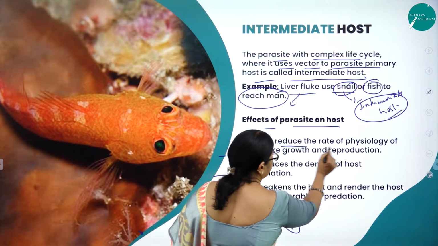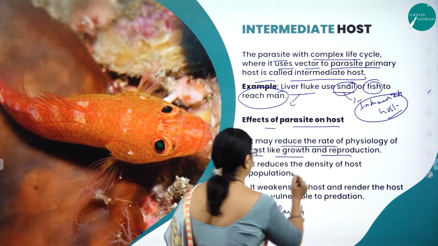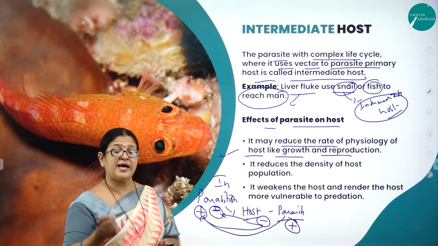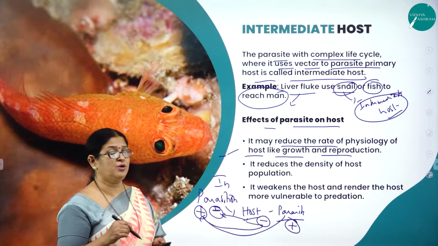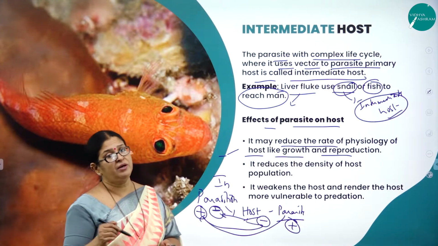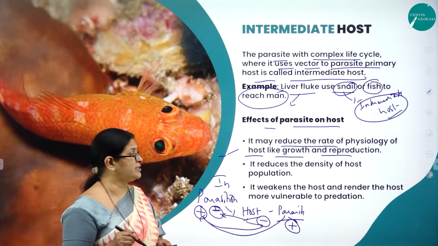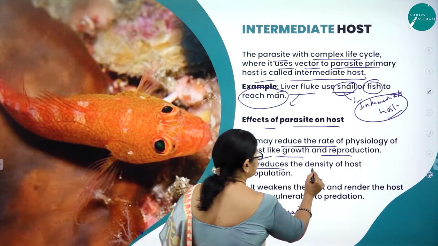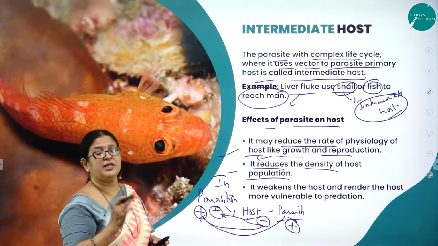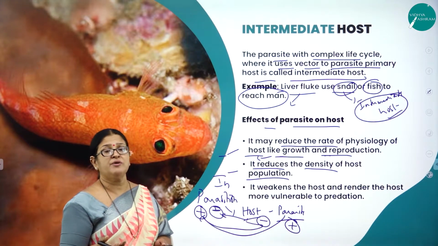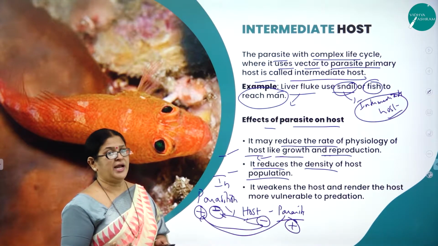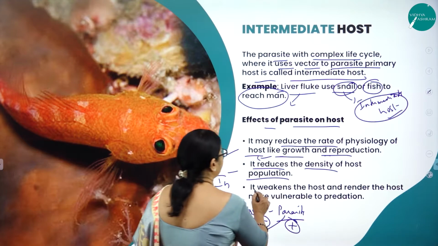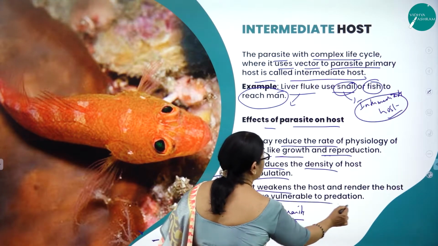Effects of parasite on host: it may reduce the rate of physiology of the host, like growth and reproduction. As you find the parasite inside the body of the host, obviously it is going to disturb the physiological functions going on inside the body, affecting growth and reproduction of the host. Then it reduces the density of host population. So obviously the number will be reduced. The host which is affected by the parasite will die, and obviously their population or their growth will be affected. Next, it weakens the host and renders the host more vulnerable to predation.